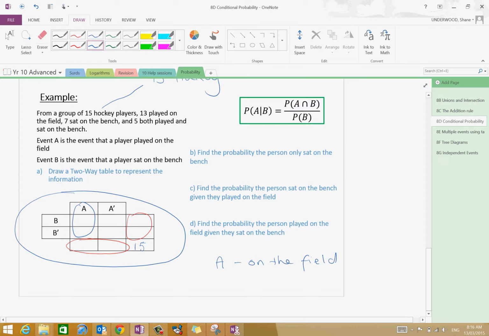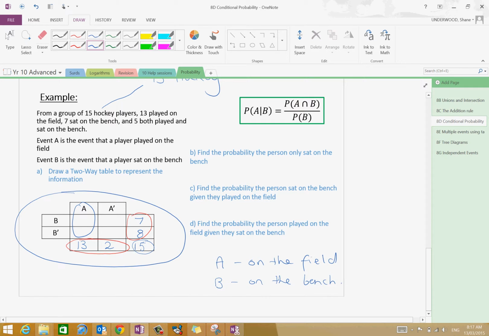Given that A is on the field and B is on the bench, there's 13 people who are on the field. Now if there's 13 people who are on the field and this has to add to 15, then that means that there's 2 people that were not on the field. Okay, so we're starting to fill this out. What about the people that sat on the bench? 7 sat on the bench. A total of 7 sat on the bench. That means that 8 did not sit on the bench.